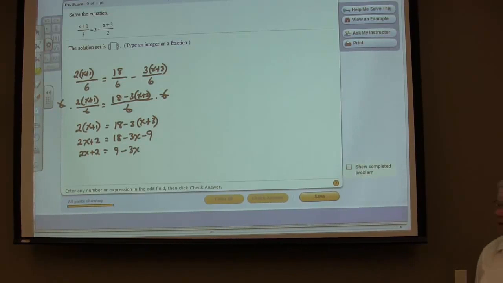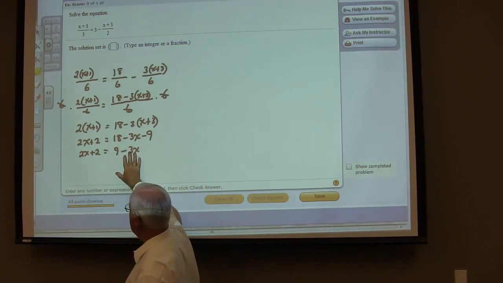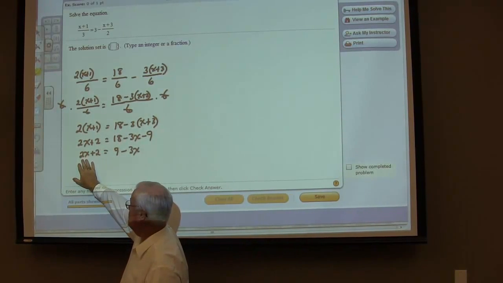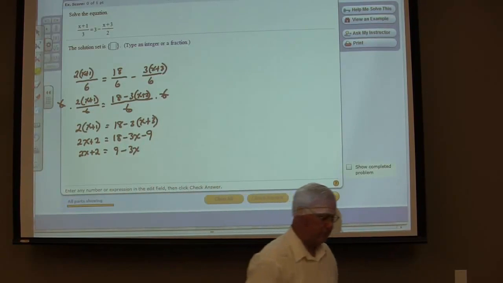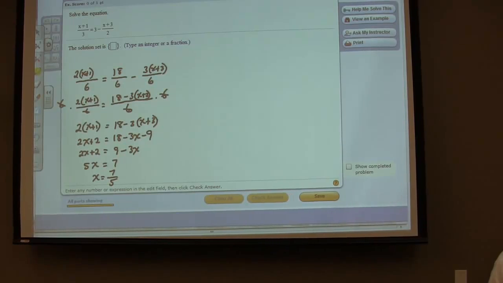Now, let's put all of the x terms on the left and the constants on the right. So I'm going to move the negative 3x. I'll add it. When I add it, I'll get 5x. I'll subtract the 2 from both sides and get a 7. Now I need to move the 5. It's multiplying the x, so I divide. And x is equal to 7/5.